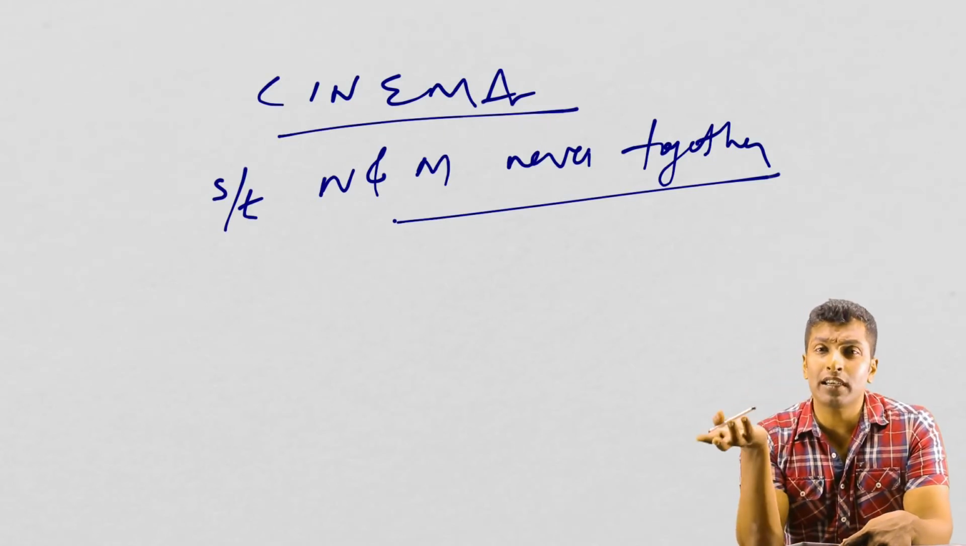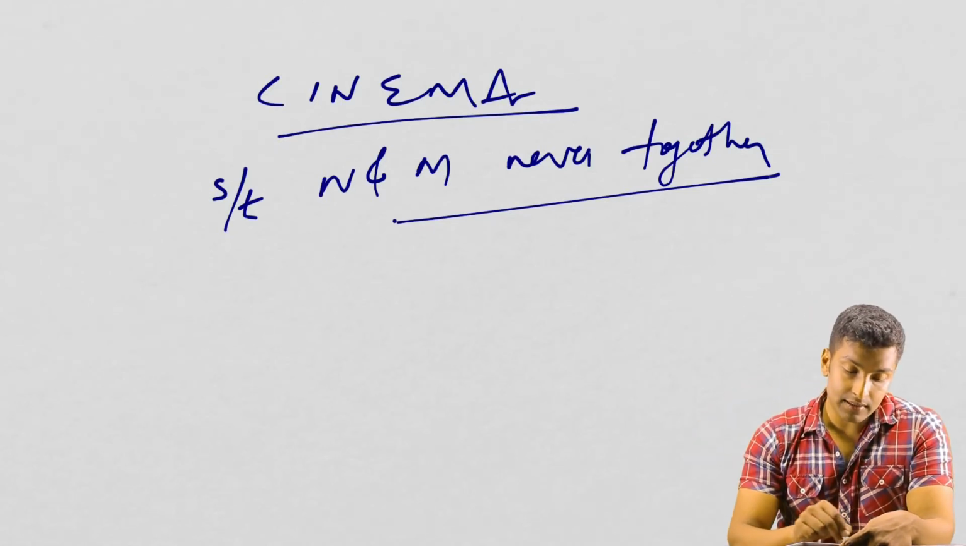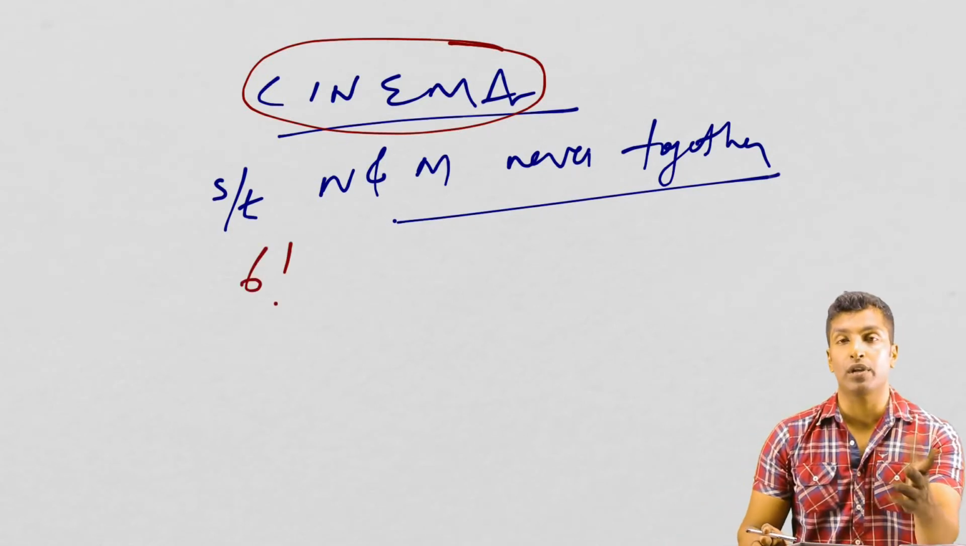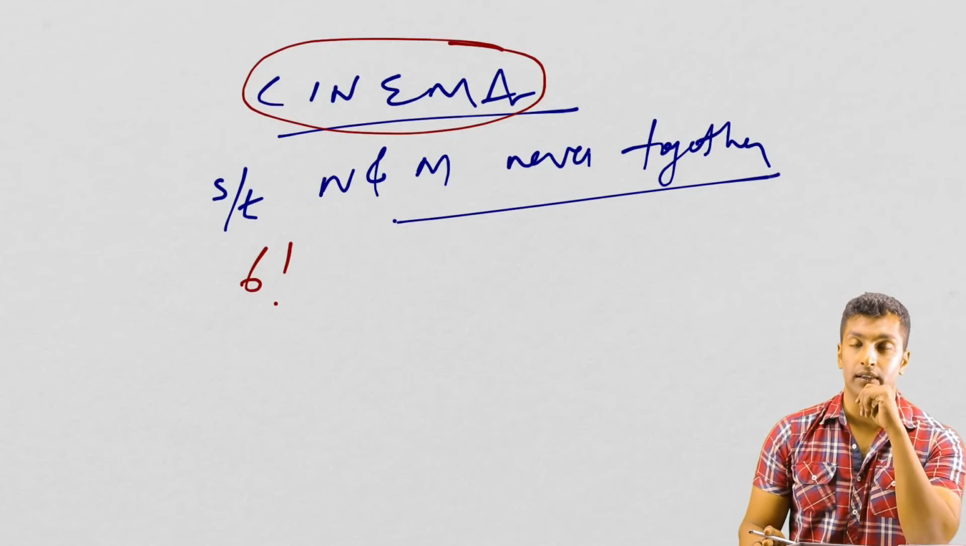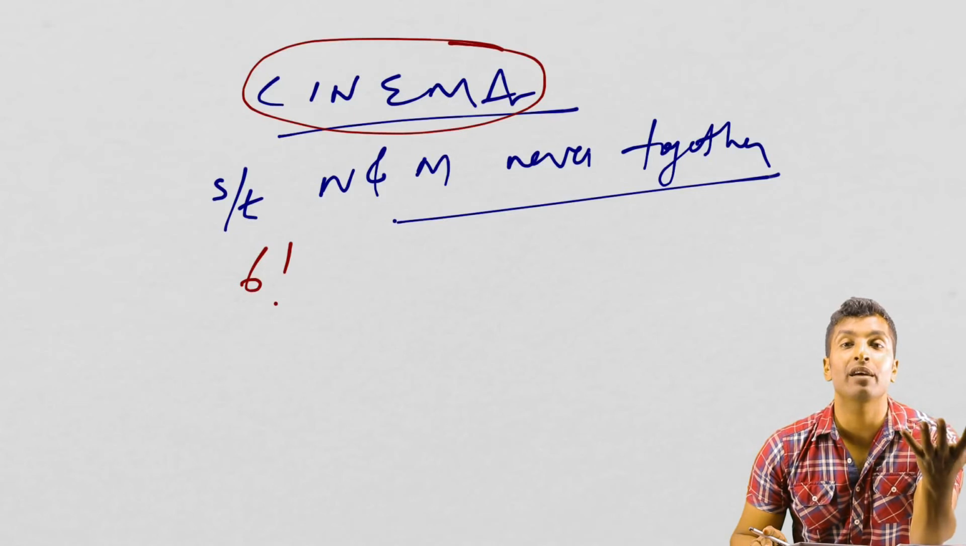Now, do we know the total possible ways in which you can get different words? Yes, we have 6 letters. We have 6 places, so we know the total number of words you can make is 6 factorial, no doubt in that. That is the first concept that we have learned. The total words possible are 6 factorial. Just now we have learned how many ways N and M can be together.